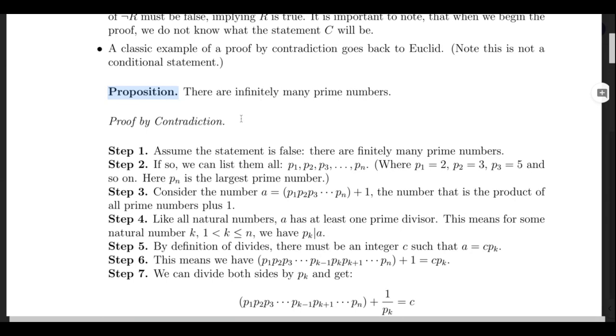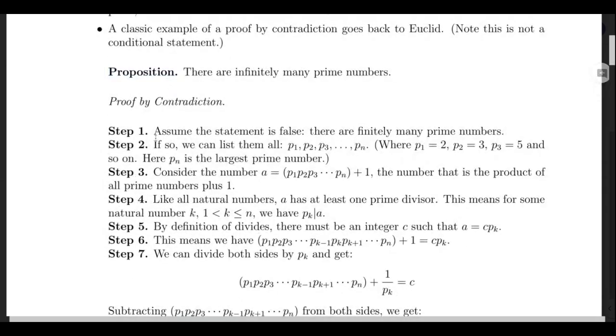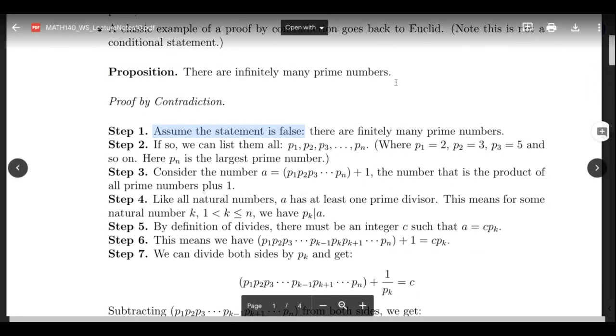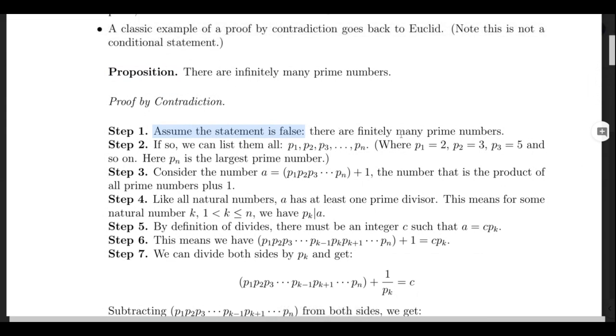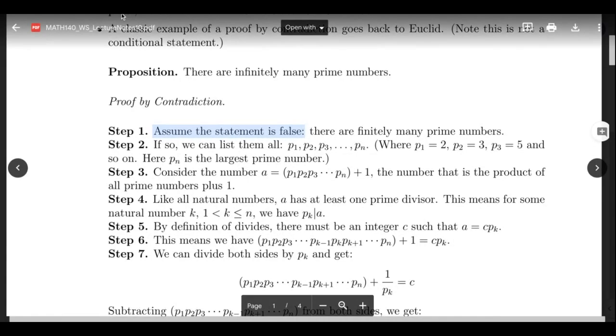Let's prove this by contradiction. So we assume the statement is false. So we'll say, okay, there are finitely many prime numbers, which means the numbers can be counted.